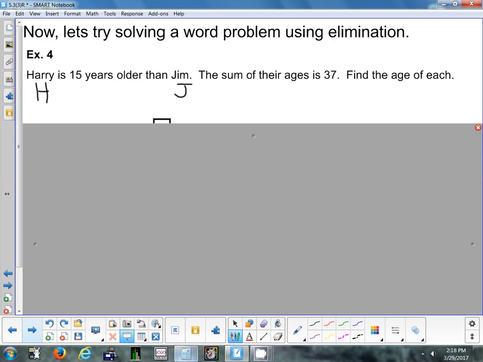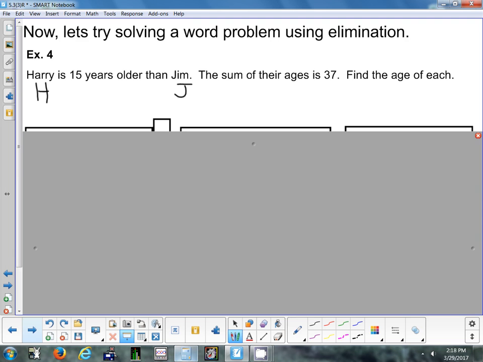Look at this first equation. How would you write "Harry is"? Harry equals. Harry is 15 years older than Jim. So how would you write 15 years older? I heard 15 plus J or J plus 15. They're both correct, and that's our first equation. Any questions on that?